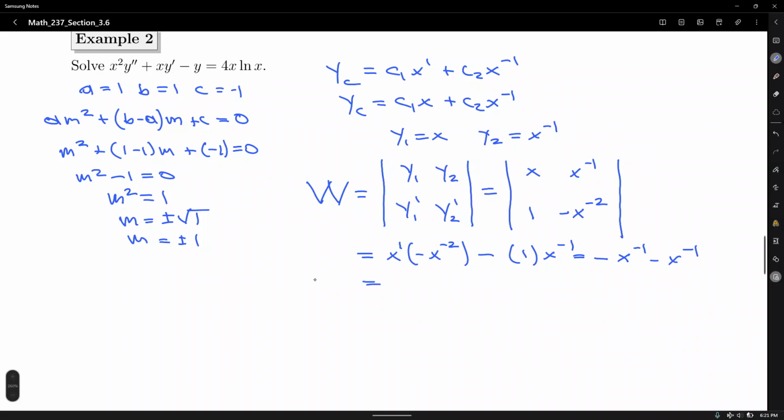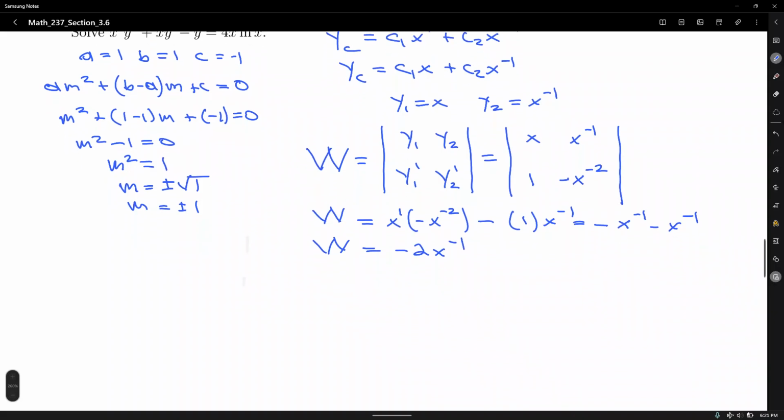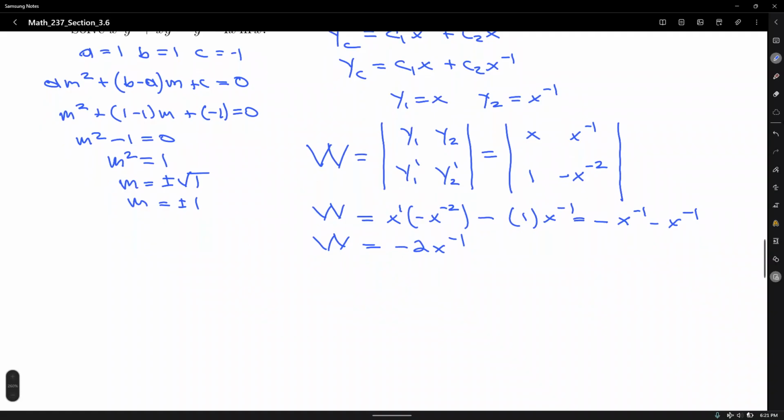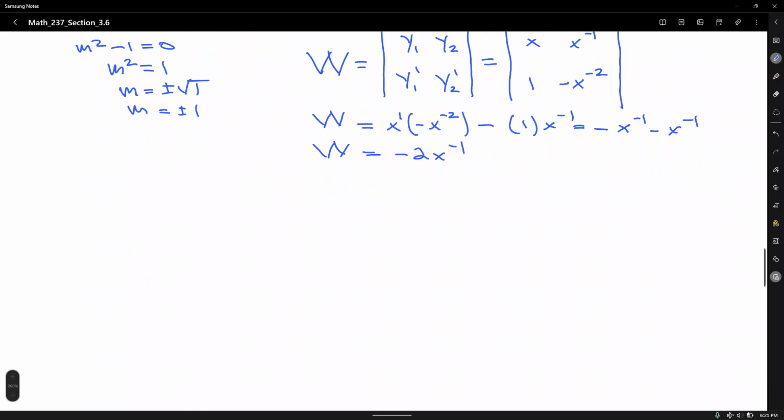And actually, these are like terms. So let's combine this to -2 x to the -1. I know what you might be thinking: rewrite this -2 x to the -1 with a positive exponent. But actually when we set up the integrals for u1 and u2, we would rather have this with negative exponents. So u1 equals the integral of -y2 g of x divided by the Wronskian with respect to x.